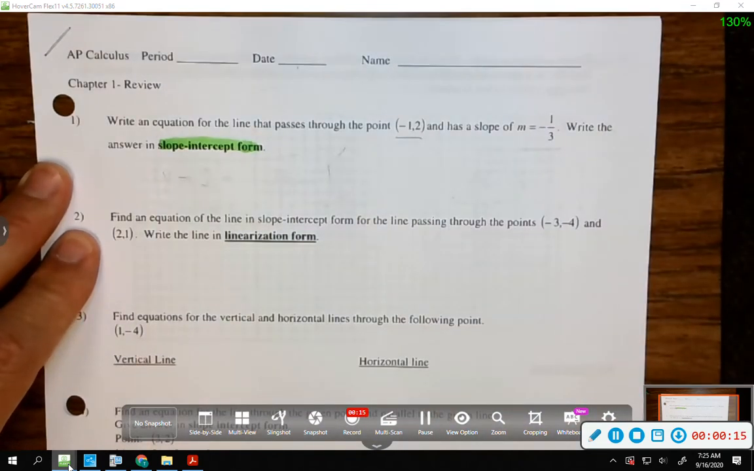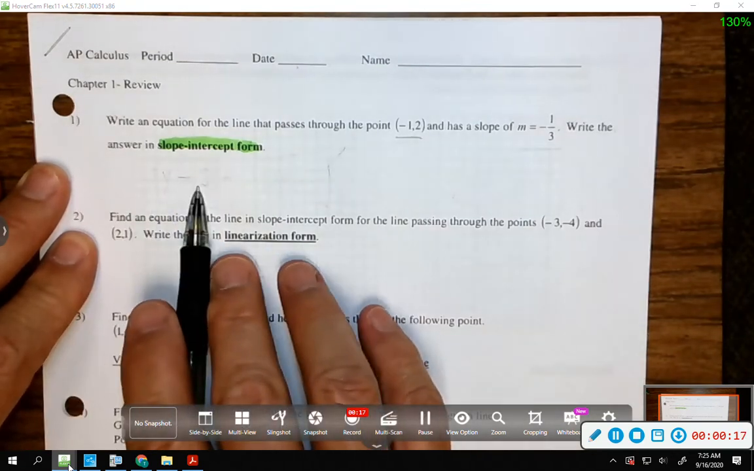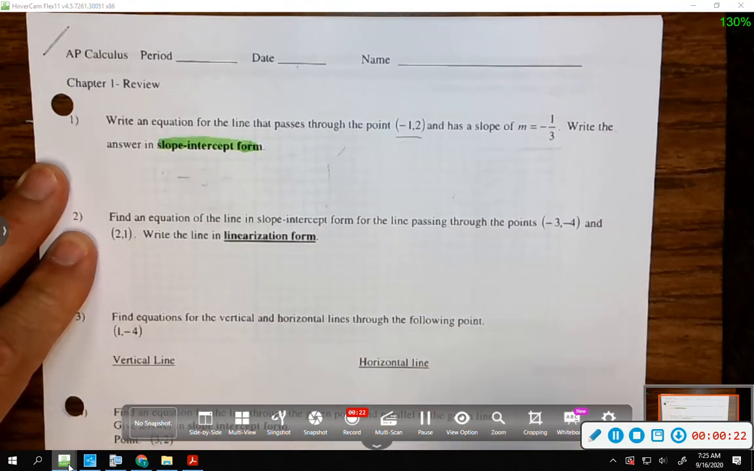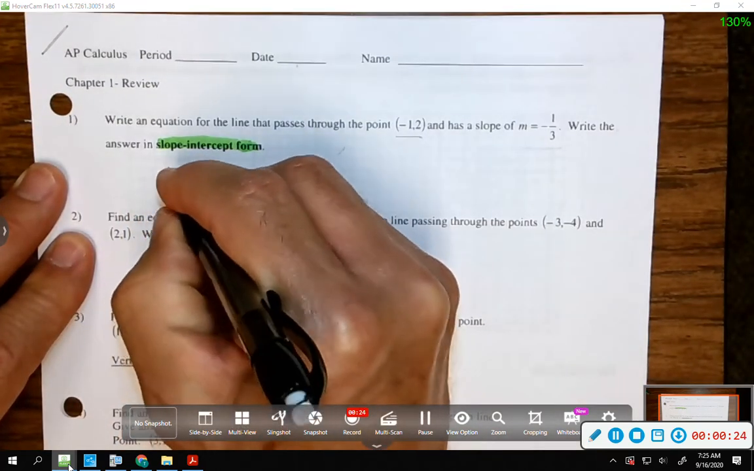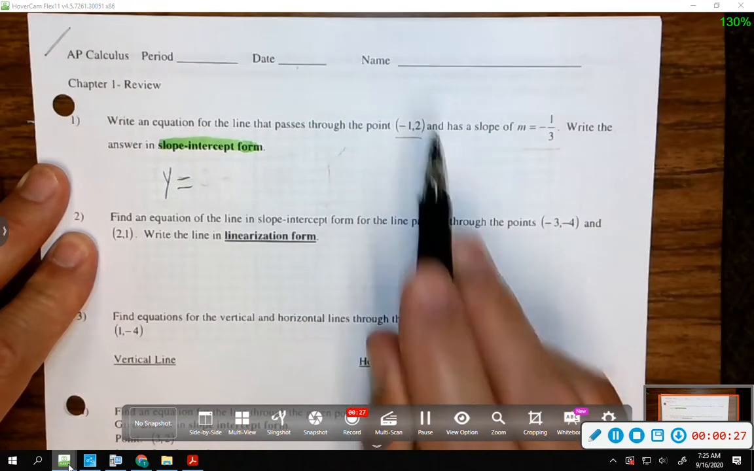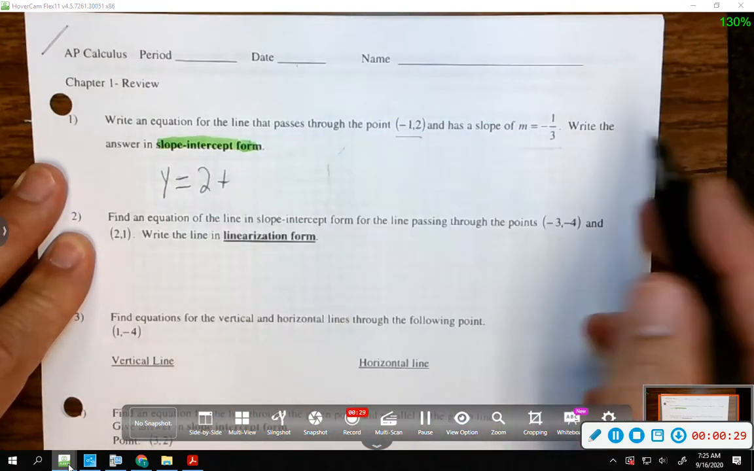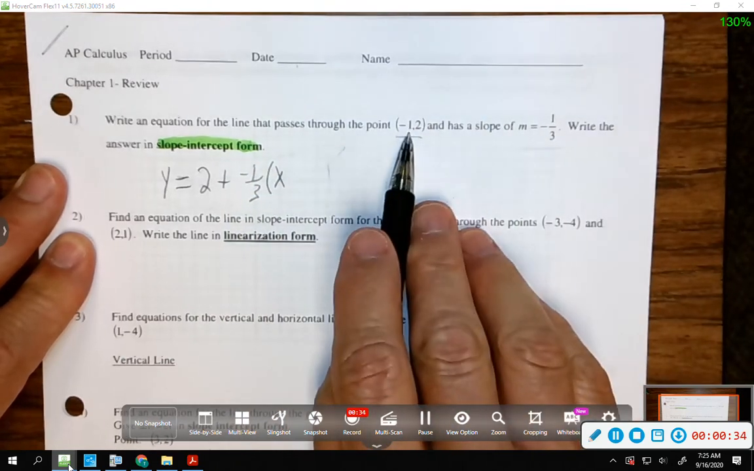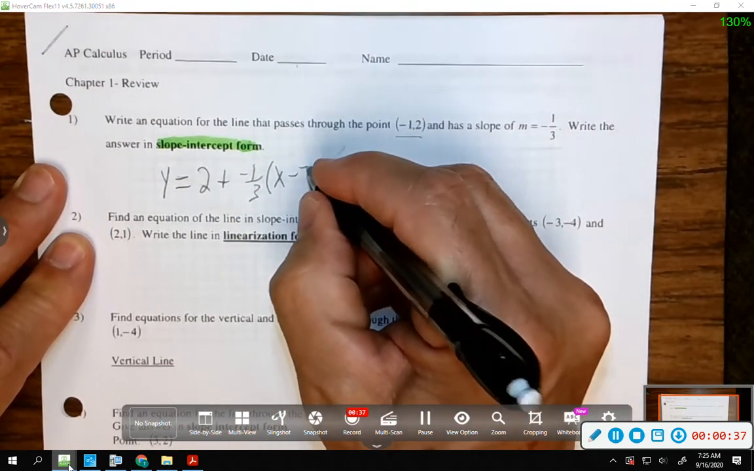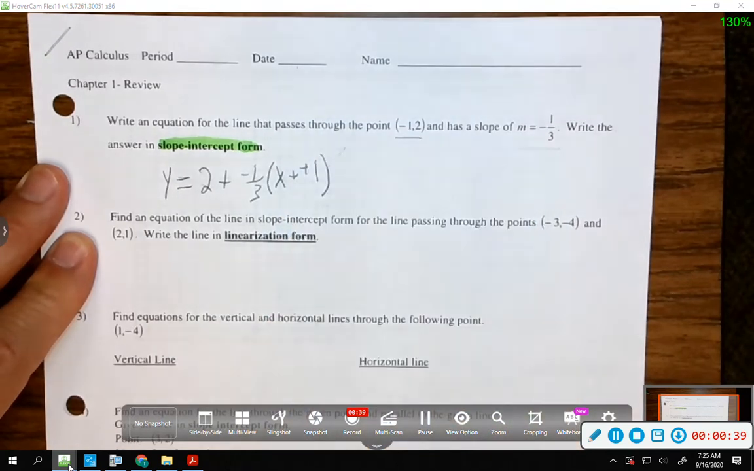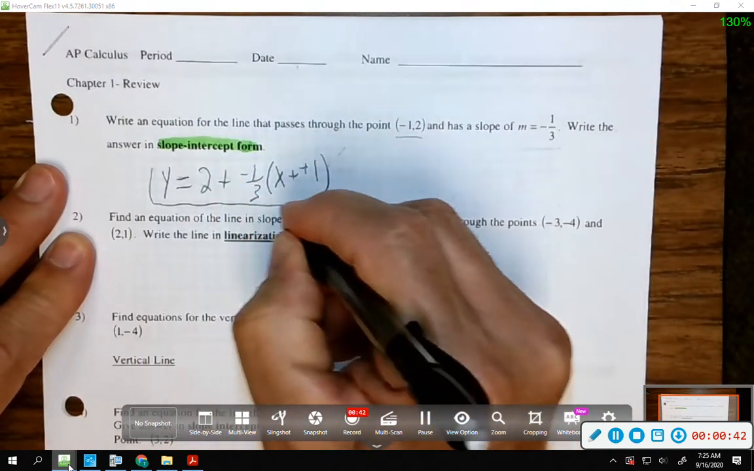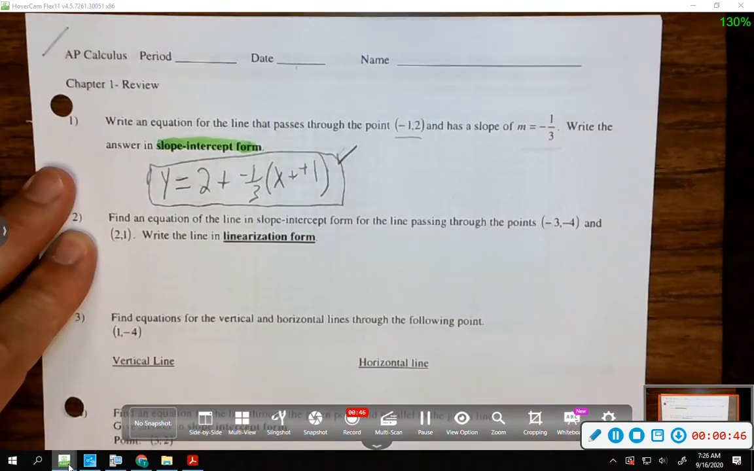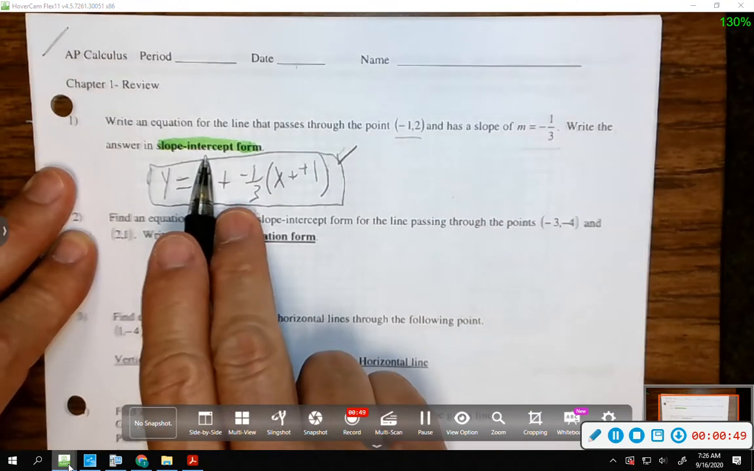Instead of using the point-slope formula, which is y minus the y coordinate equals the slope times x minus the x coordinate, we're just going to put the y coordinate on the right side right away. So y equals the y coordinate, which is 2, plus the slope, which is negative 1/3, times x minus the x coordinate. Now x minus negative 1 becomes x plus 1. This would be called a linearization form. Sometimes I'm going to ask you to leave it in that form right there. Okay? However, this one asks for slope-intercept.